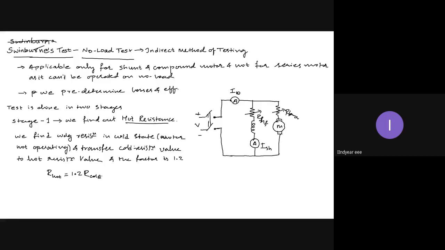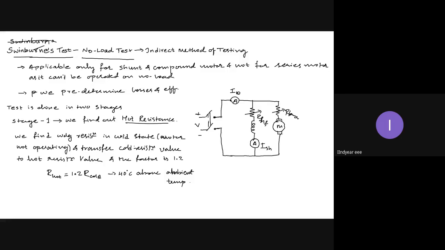This is 40° centigrade above ambient temperature. Suppose ambient temperature is 20 degrees, then R hot is at 60 degrees centigrade. If ambient temperature is 30 degrees, then R hot is at 70 degrees centigrade. So 1.2 has some small deviation, which we will not worry about. Directly we will consider one case. This is how we can do it.